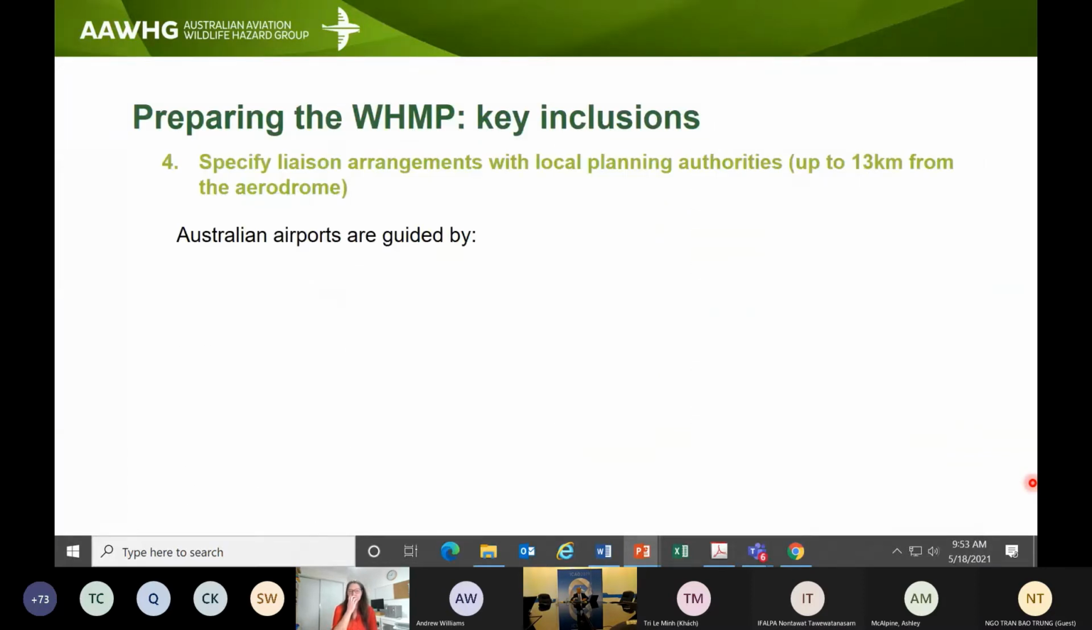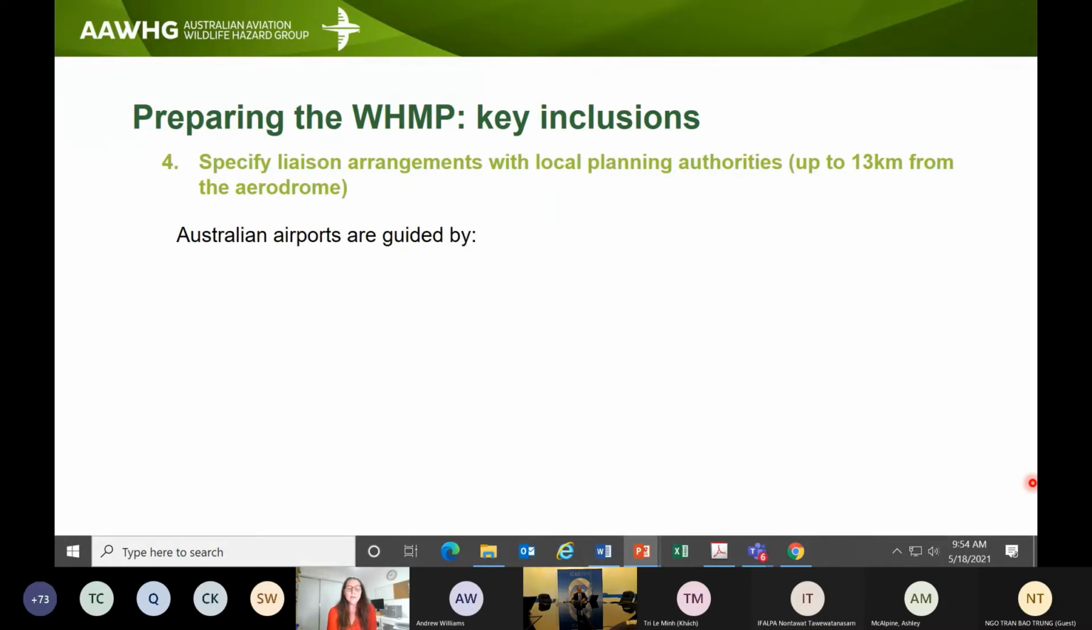The fourth key inclusion for WHMPs by Australian Airports here is how they describe their liaison arrangements with the local planning authorities up to 13 kilometres within the airfield. Now, as I've already mentioned, off-airport land uses, depending what they are, can be particularly attractive to wildlife and particularly problematic for airports because it's usually outside of their management jurisdiction. So that coordination and communication with the local planning authorities and the local land users can be really critical.